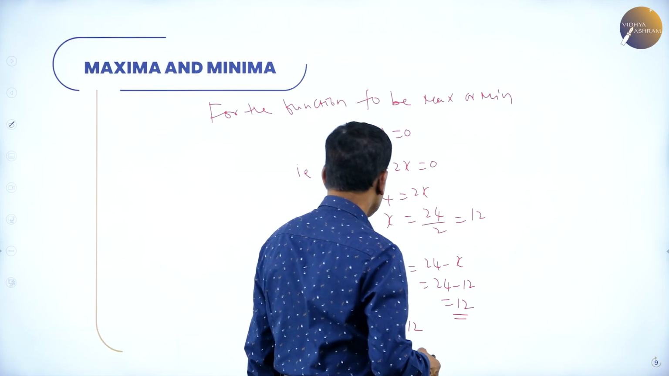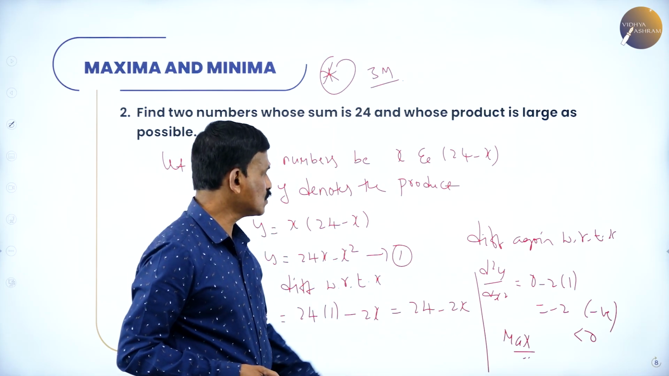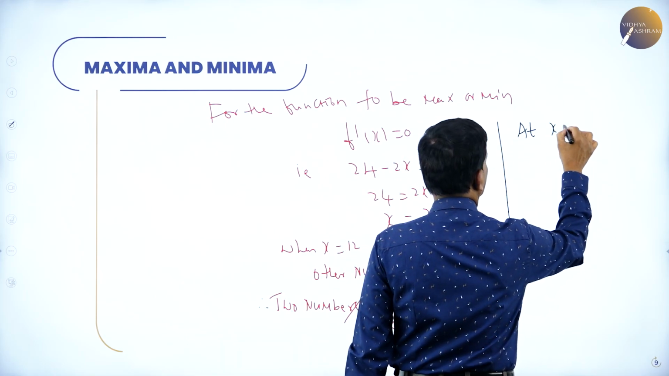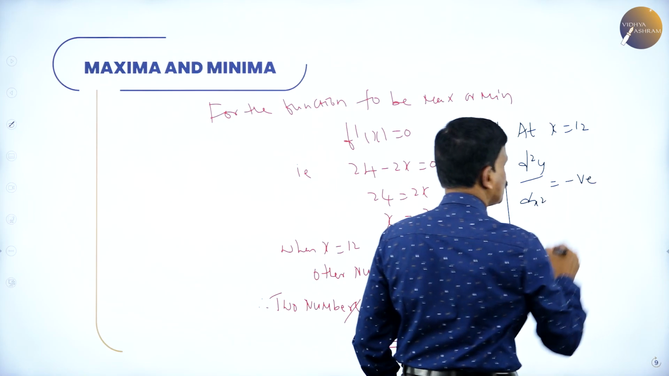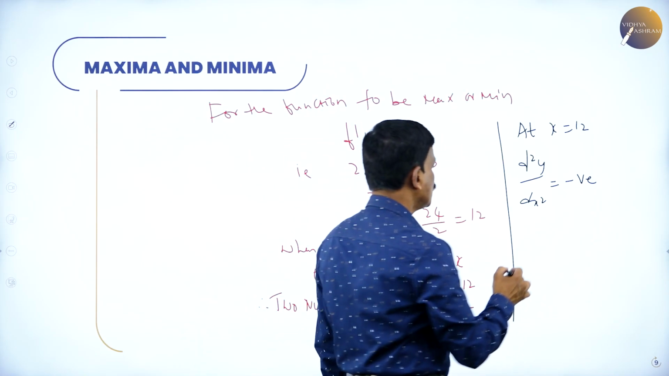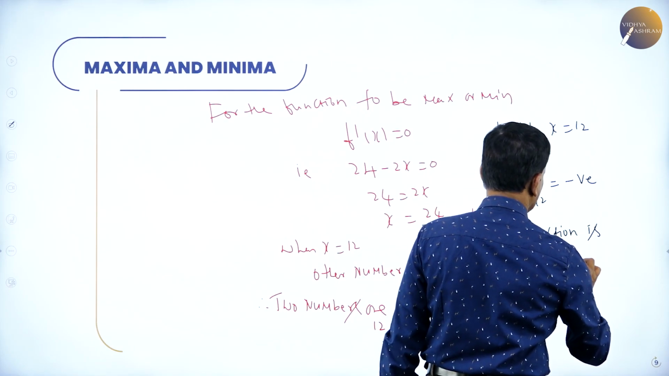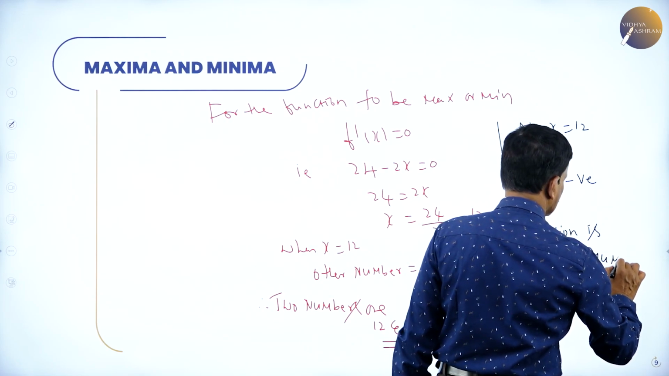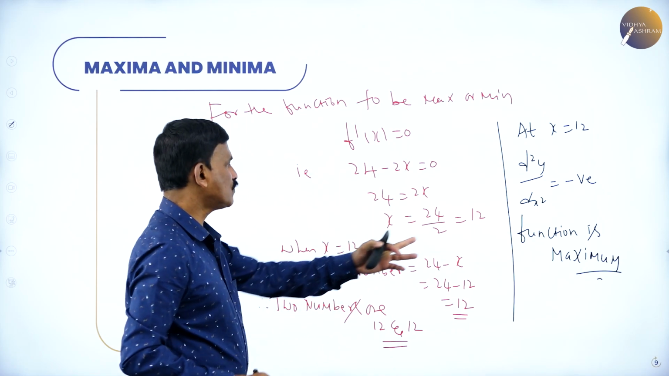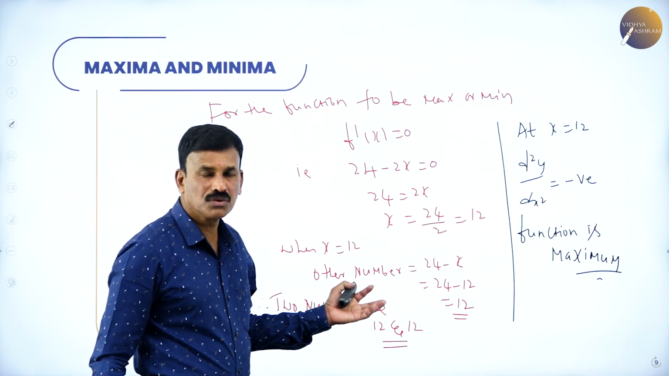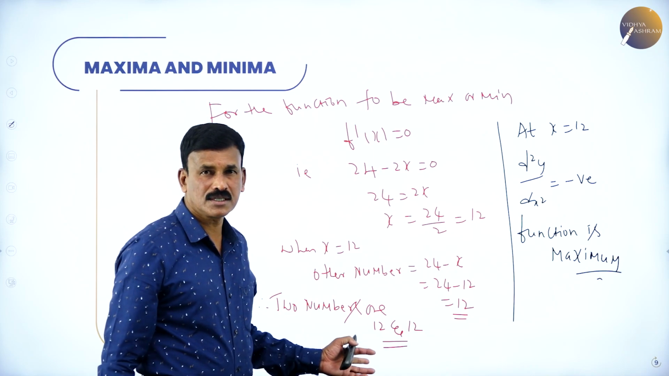That's it. Okay. See here, d square y by dx square is equal to negative at x is equal to 12. d square y by dx square is equal to negative means the function is maximum. So therefore, when x is equal to 12, the function is maximum. So one number is 12, the other number will be 24 minus x, that's equal to 12. So therefore, the two numbers are 12 and 12.